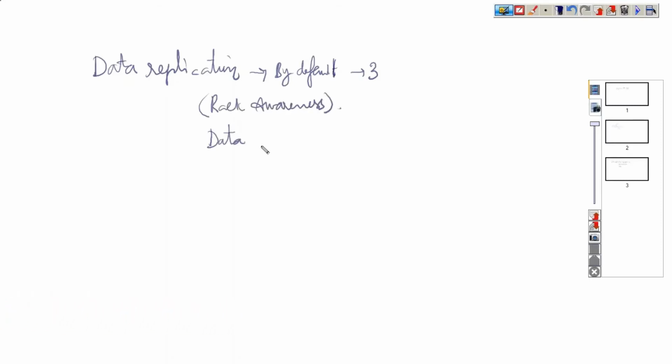The client will write the data into only one node, and the remaining copies will be created by the data nodes themselves. That process can be called data pipelining also. We discussed this.